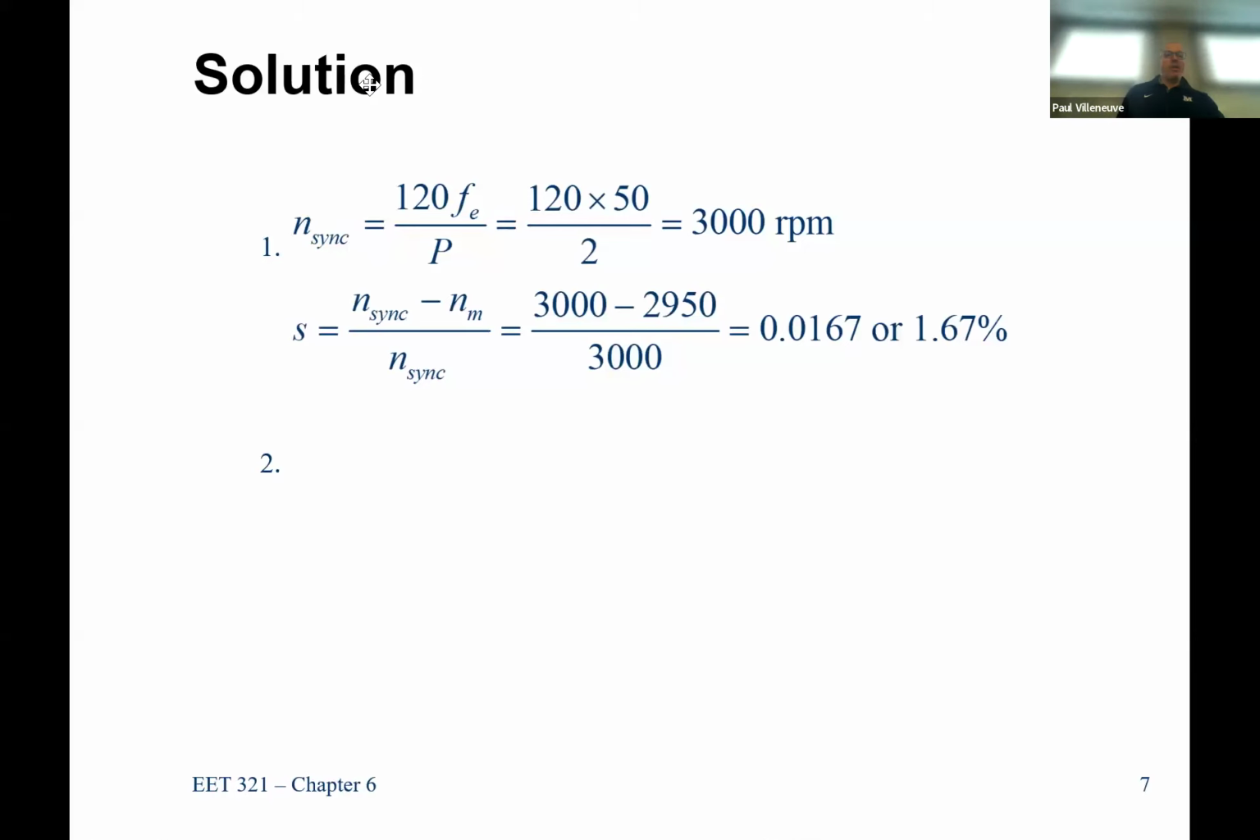Sync speed, 120 times electrical frequency divided by the number of poles. So 3,000 RPM is what that rotating magnetic field on the stator rotates at. So our slip, N_S minus N_M divided by N_S, is 1.67%.